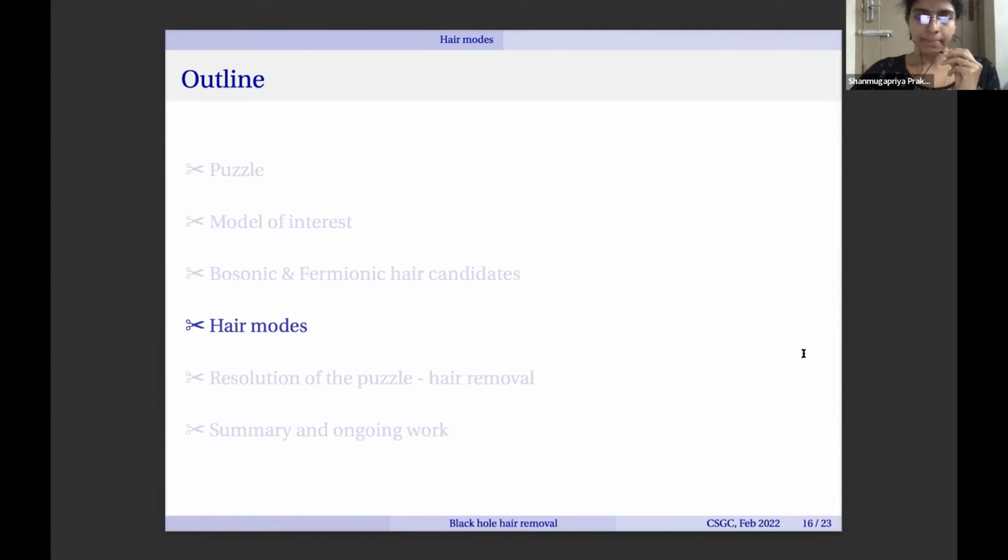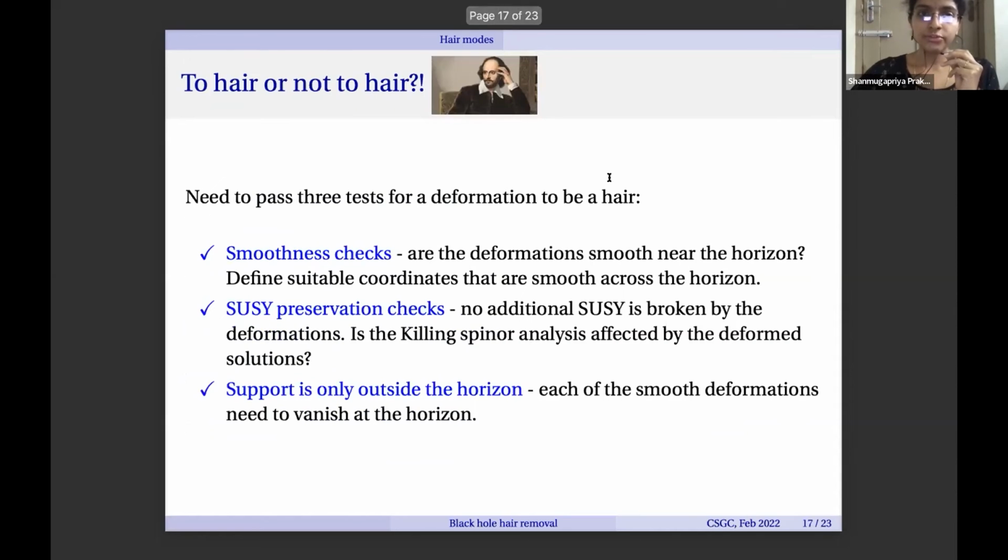But how many of them are actually hair modes? Okay, how many of them conform to the definition of a hair that we gave in the very first slide? So in order to determine this, we need to do 3 checks on our deformations. So first we ask, are the deformations smooth near the horizon? We define suitable smooth coordinates, and then we perform a smoothness check on each of these deformations. Secondly, no additional supersymmetry has to be broken by the deformations. So we ask, is the Killing spinor analysis affected?